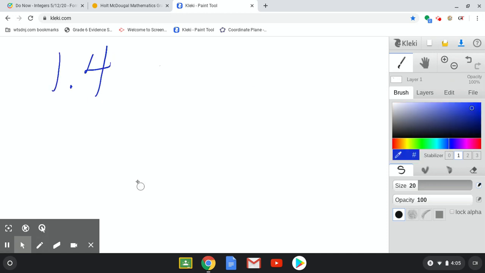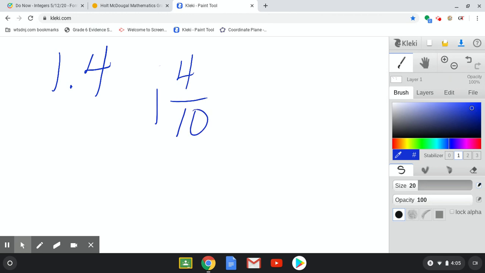Okay, so I have a decimal here, 1.4, and I would read this as 1 and 4/10. Remember, whenever we see a decimal, we say the word and. The 4 is in the tenths place, so I say that place value. So I read this as 1 and 4/10. I'm going to write exactly what I just said, 1 and 4/10. So this is a mixed number, okay?